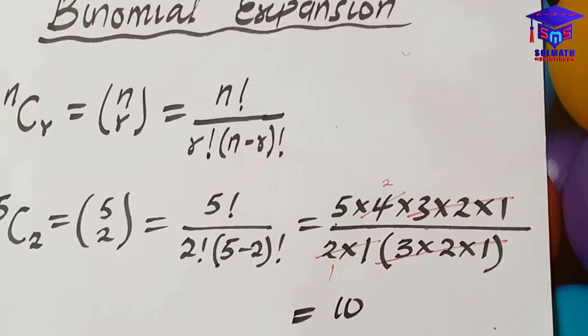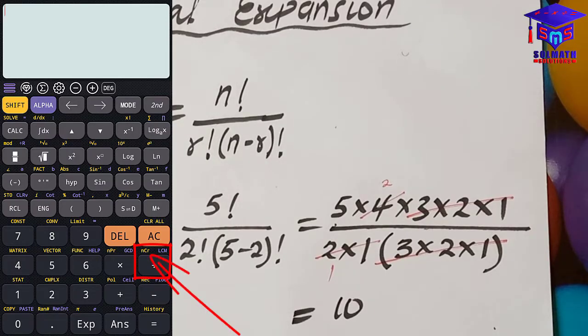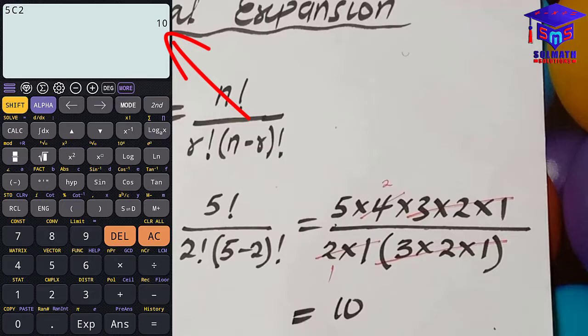Actually, you can do this with your calculator. You go onto your calculator, and there's the key that holds the combination function, this key you see over here. The color is yellow. So we punch 5, then you press shift, then you press that key. So 5 combination, then you press 2, then you press equal to. See, we are getting 10.